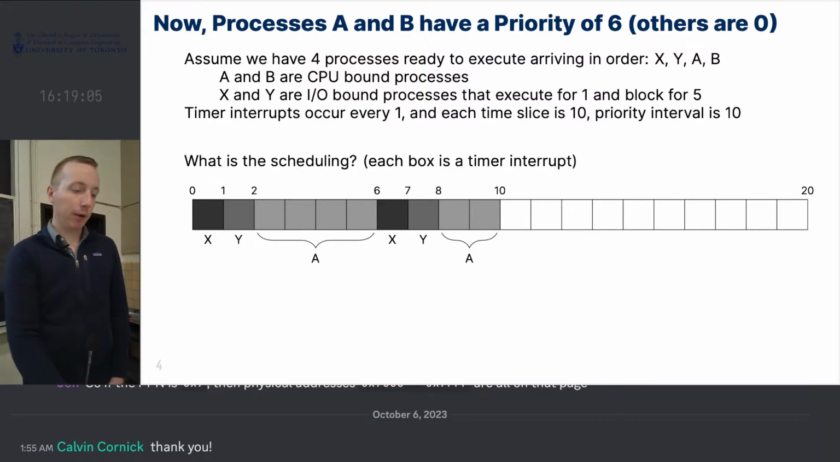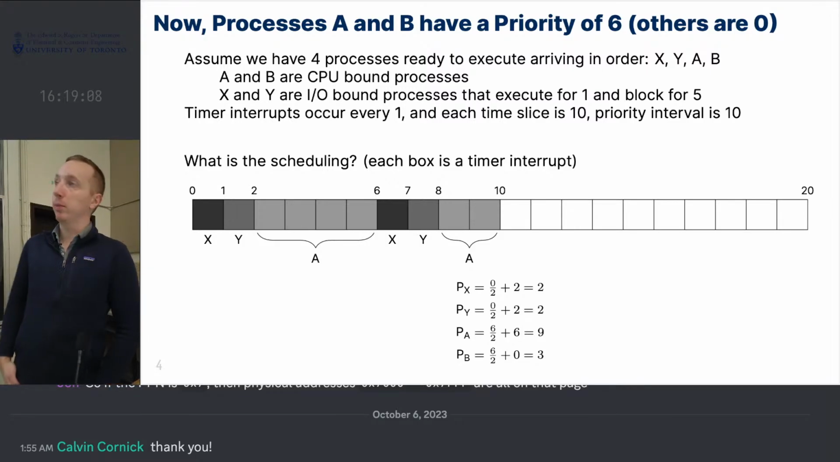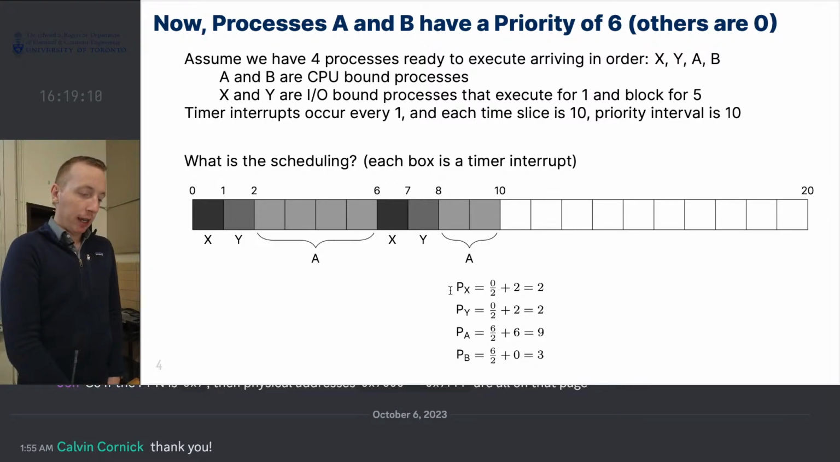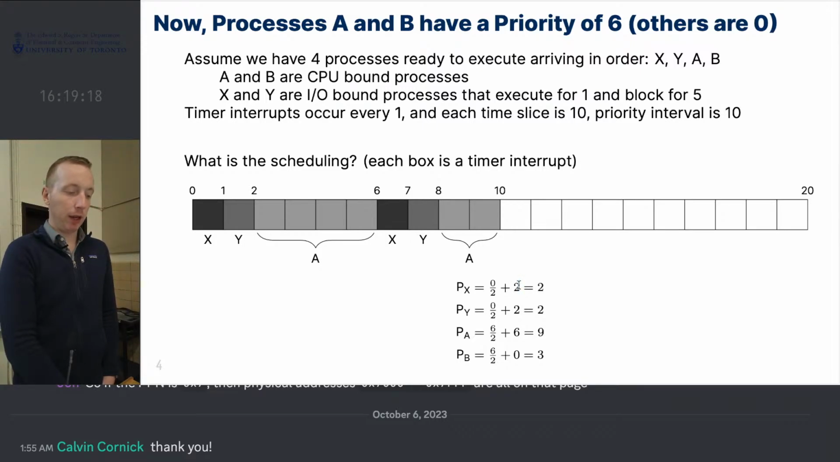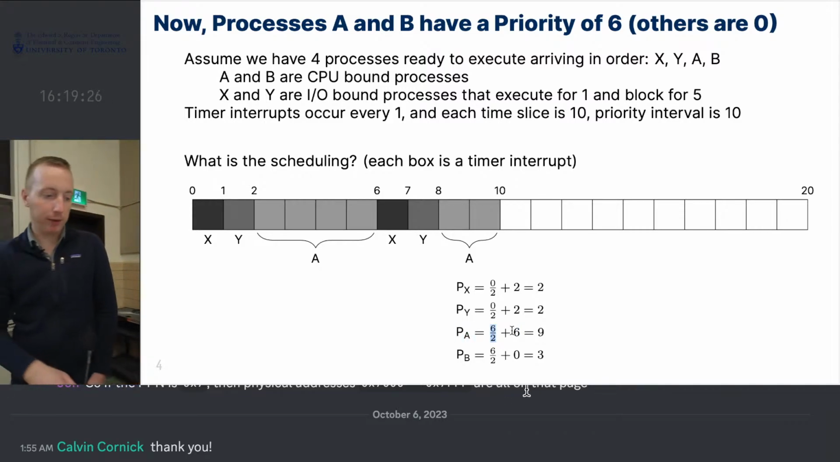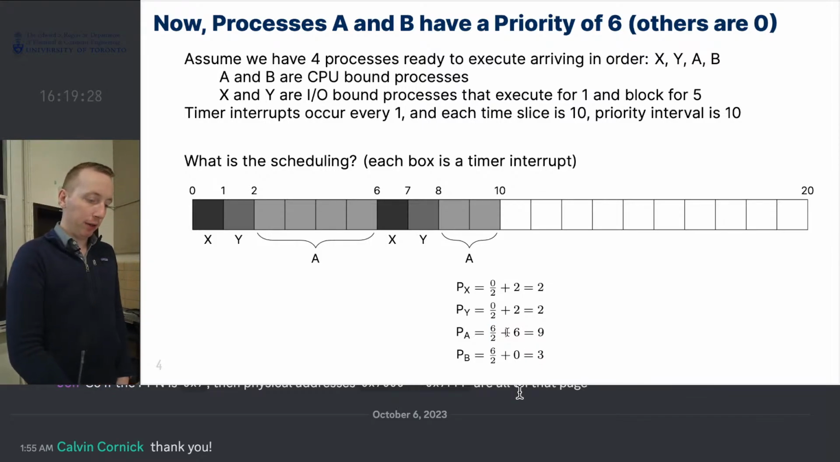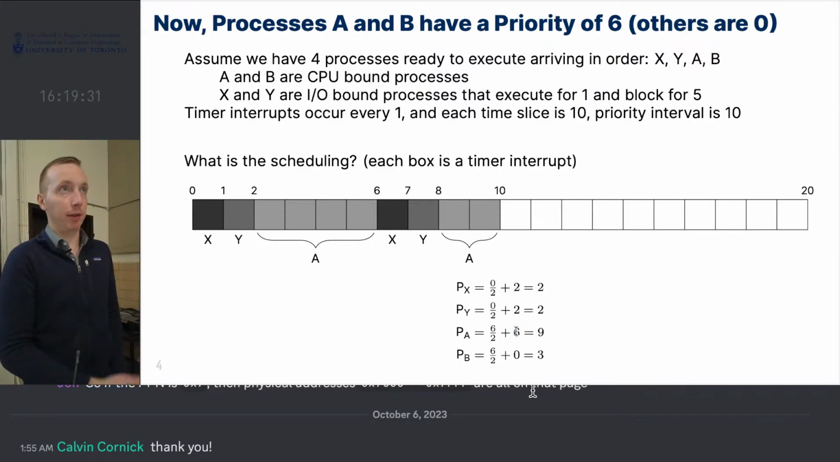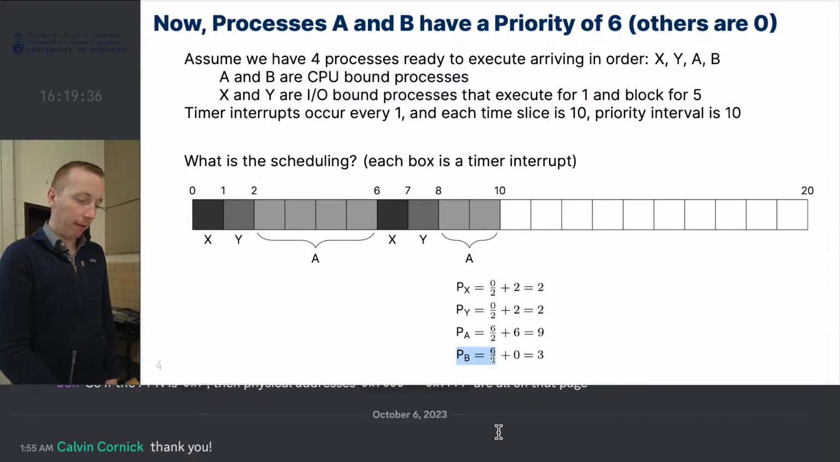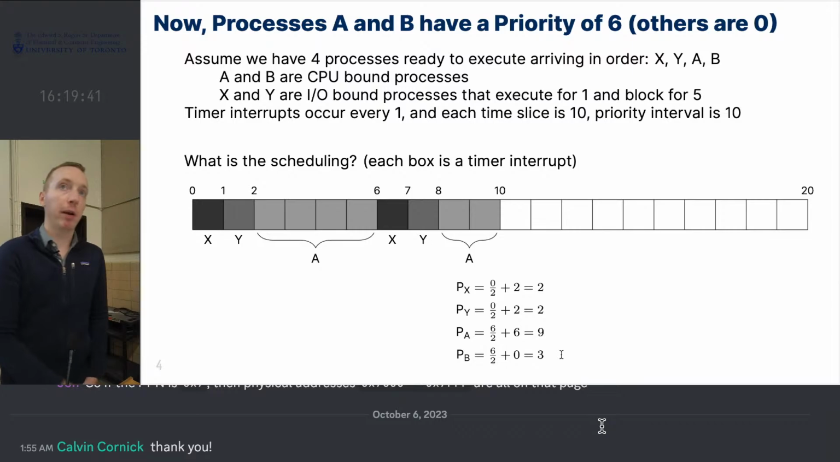At time 10, we have to recalculate the priorities. The priority for X and Y was initially 0, so 0 divided by anything is still 0, and both of them ran for 2 time units, so their new priorities are both 2. Process A's initial priority was 6, so we divide that by 2, and it ran for 6 time units, so 6 divided by 2 is 3, plus 6 equals 9. So its new priority is 9. Then process B: 6 divided by 2, and it ran for 0 time units. Its new priority is 3.